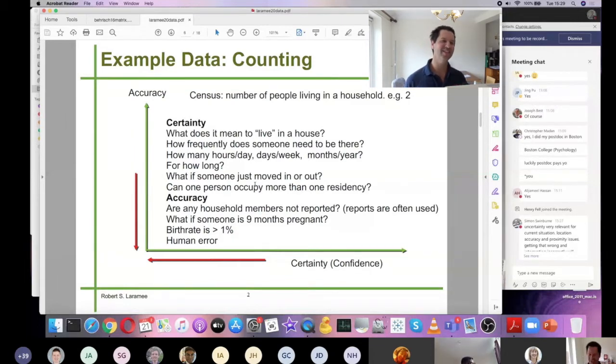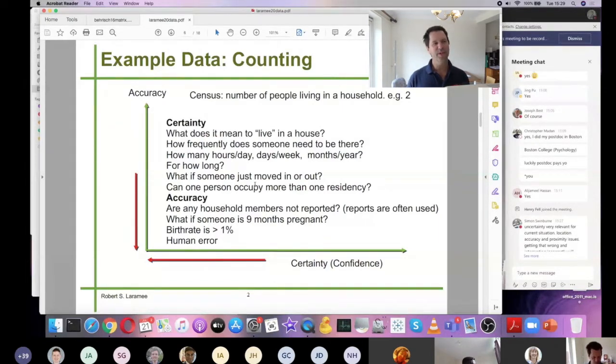Also, the census is often done using reports. So a person will fill out a report, right? They may leave somebody out, or maybe they even add a fictitious person. I don't know why you'd want to add a fictitious person. Maybe there's a tax benefit or something. But I can imagine it's possible, and there might exist some reasons to do that.